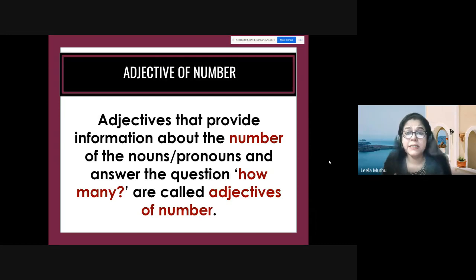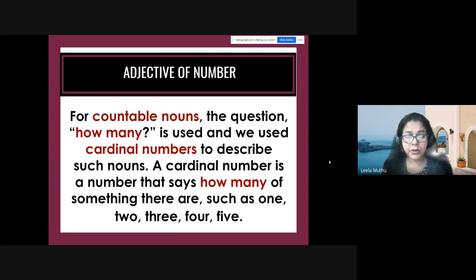For example, one is using numbers, just like 1, 2, 3, 4, 5. I have 5 oranges. How many oranges? 5. So these are called cardinal numbers, right? 1, 2, 3, 4, 5. You can also use ordinals, which are first, second, third, fourth, fifth, to describe how many of the noun is there.